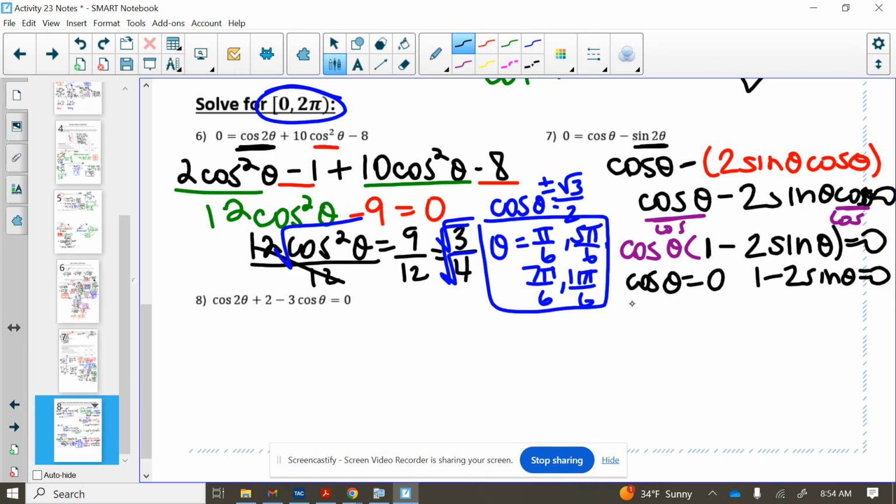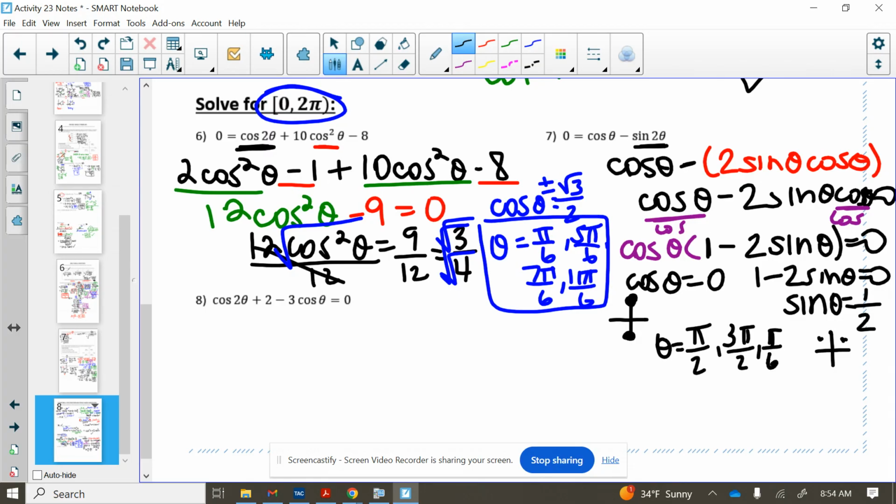So cosine is going to be 0 in 2 spots at pi over 2 and 3 pi over 2. And then if we add and divide, we end up getting where sine is equal to positive 1/2. That's going to happen in quadrants 1 and 2 at pi over 6 and 5 pi over 6. So we end up with 4 answers this time. Pi over 2 and 3 pi over 2 from the cosine equaling 0, pi over 6 and 5 pi over 6 from the sine equaling 1/2.